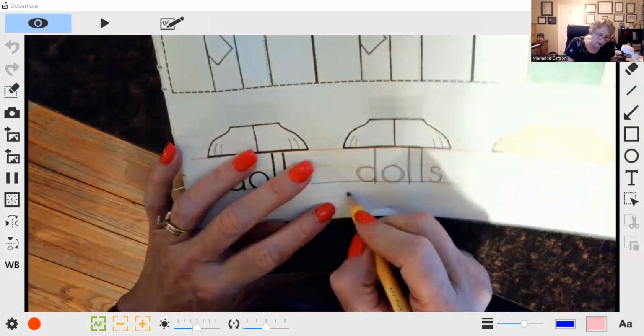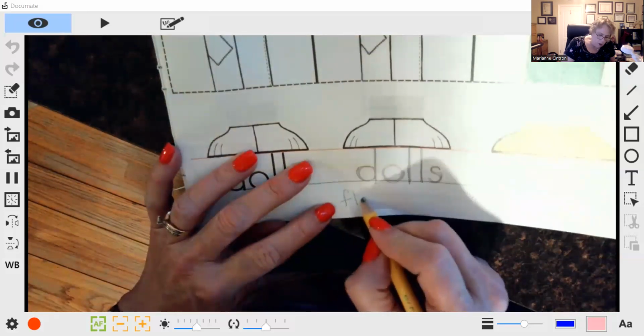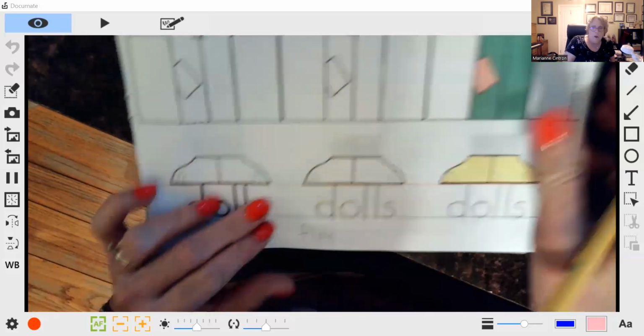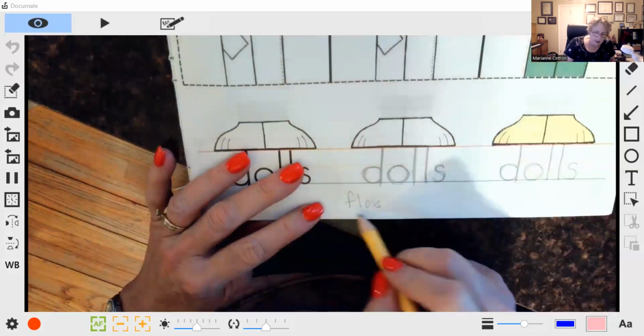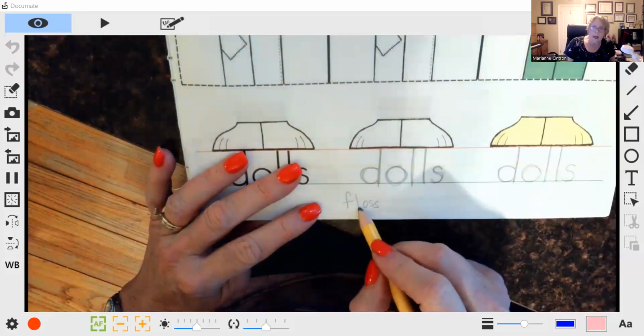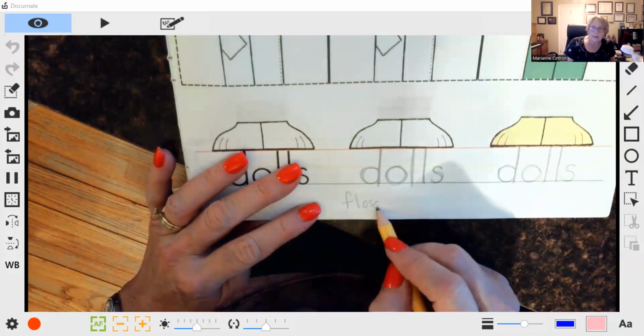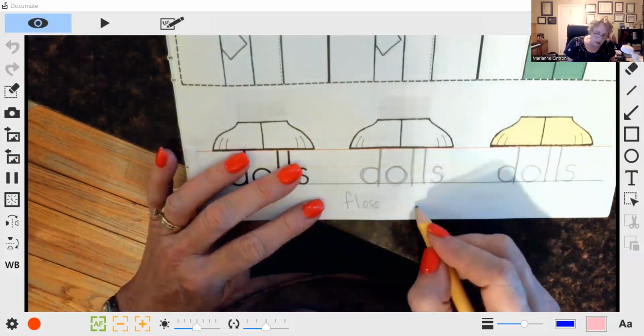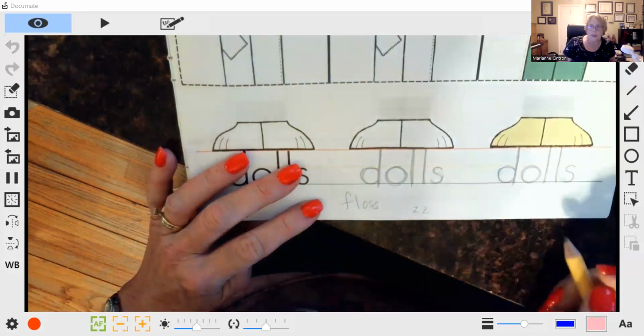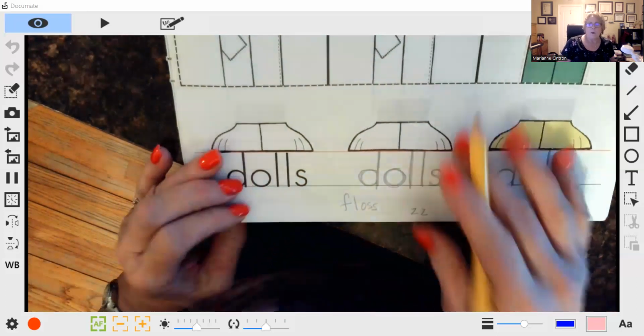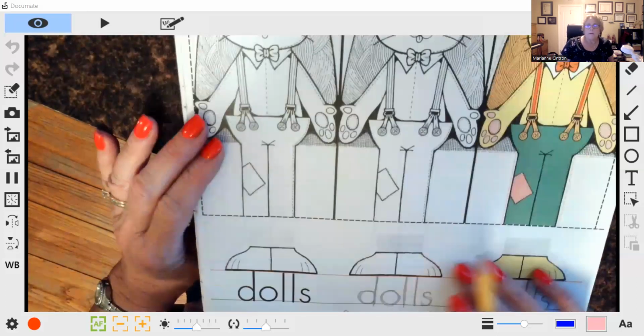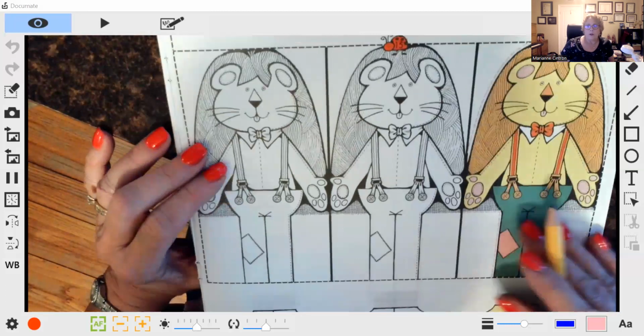I'm just going to write here, F-L-O-S-S. When your word has a double F, a double L, a double S, it's called a floss word. Also, if it has a double Z, it's a floss word. More about that later. But here we have our 3 dolls.